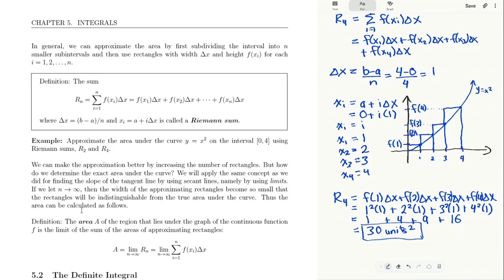So we make the following definition. The area A of the region that lies under the graph of the continuous function f is the limit of the sum of the areas of approximating rectangles. And so A is the limit of the Riemann sum Rn as n goes to infinity. We'll look at some examples of calculating the exact areas in the next video.